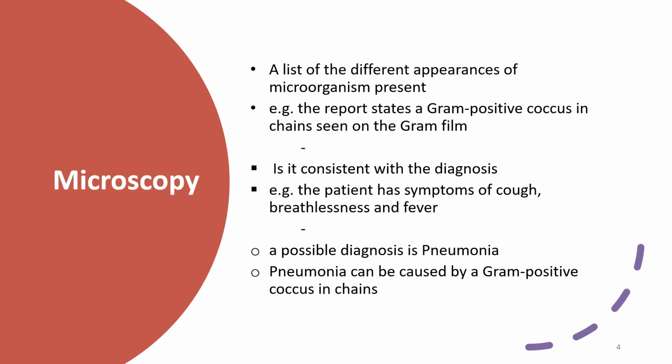For example, the report shows gram-positive cocci in chains. Then we have to see whether it is consistent with the diagnosis. The patient has signs and symptoms of a respiratory infection such as cough, fever, breathlessness. If a possible diagnosis of pneumonia is made, then the microscopy report of gram-positive cocci in chains is significant.